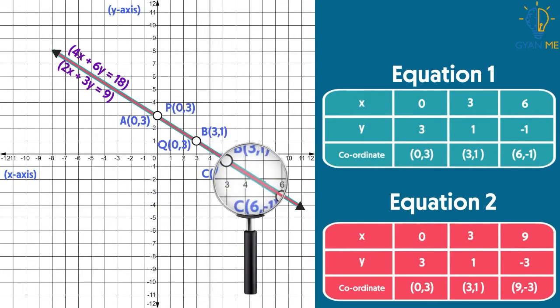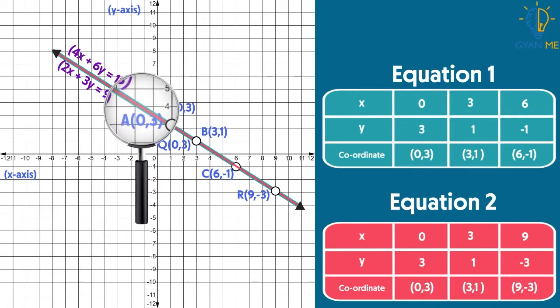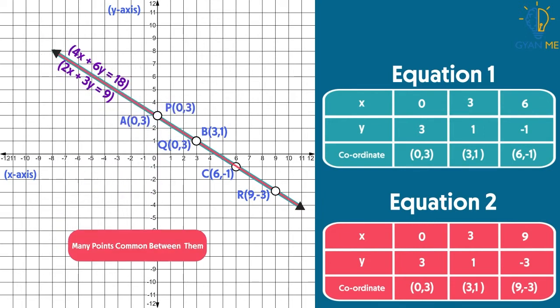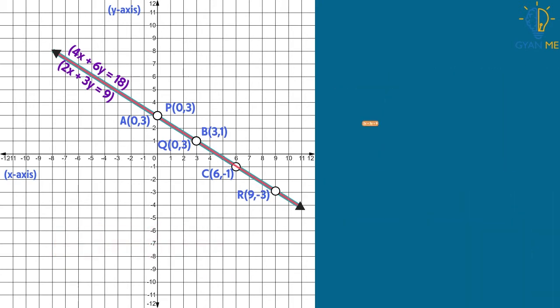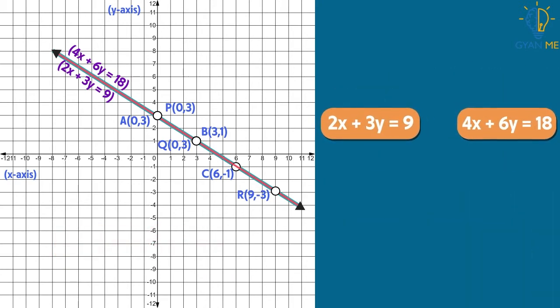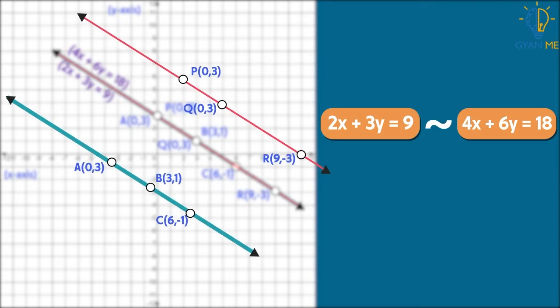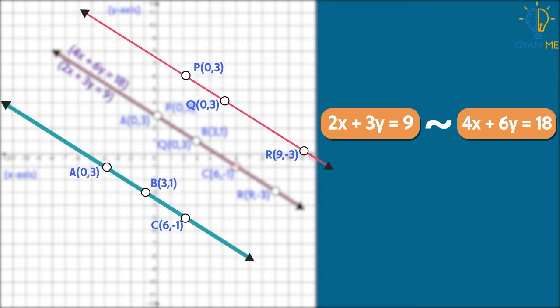We find that both the lines so formed coincide. That is, they overlap each other. This means that they have many points common between them. This is so because both the equations are equivalent. That is, one can be derived from the other, and so their lines are also equivalent.